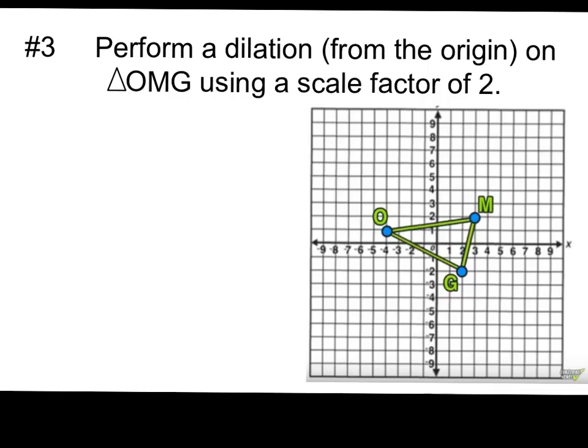Okay, so the first thing you want to do is go ahead and find the coordinates of O, M, and G. Okay, so the coordinates of O would be -4, 1. The coordinates of M would be 3, 2. And the coordinates of G would be 2, -2.